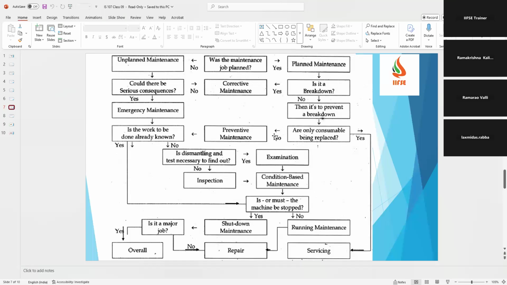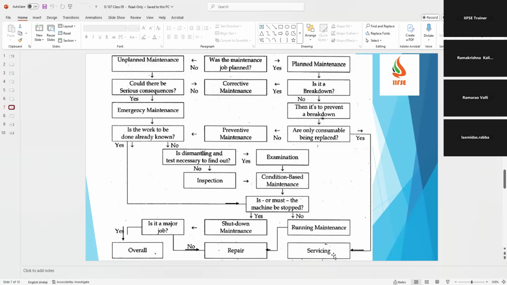If no, it is in preventive maintenance, then it will go to "is the work done?" again, and it will continue the same activity. If yes, then it will fall under service. Some of the parts have been replaced. It is just servicing. Okay, this is how the maintenance works will happen.